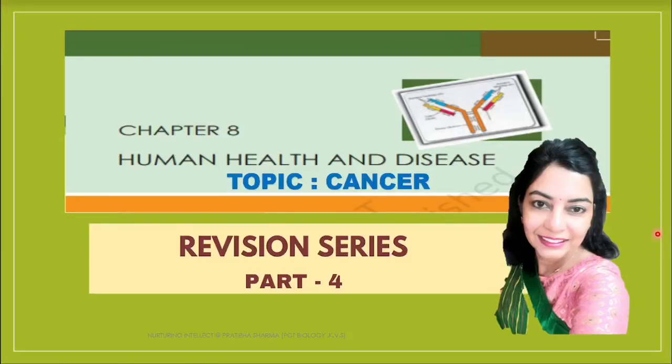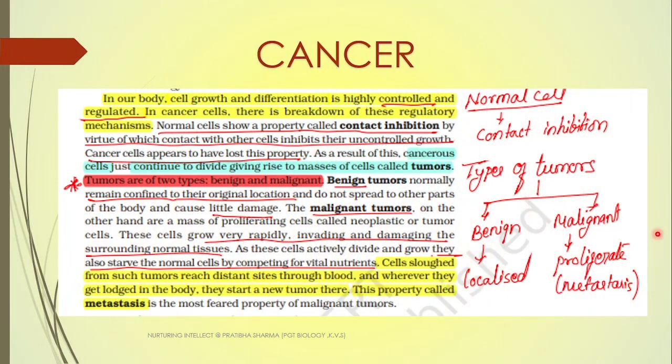Good evening, students. Today, under chapter Human Health and Diseases, we are going to revise the topic cancer. So, let's begin. Cancer. Now, the normal cells which are there, their growth and their differentiation into different tissues are controlled and regulated by our body.